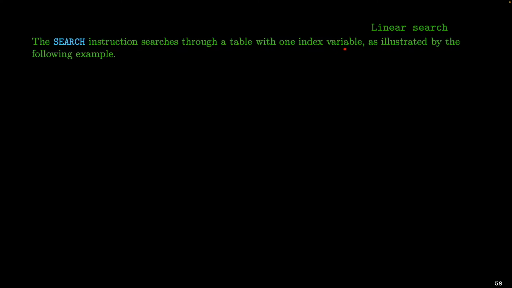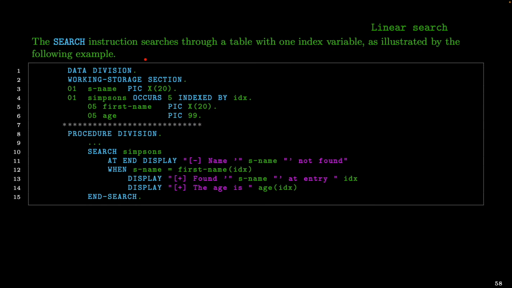These are special variables that only serve the purpose of indexing the elements in a table. You have to define one for your table to use the search instruction, and here's an example of how that would work. So in the data division, working storage section, we define our table.